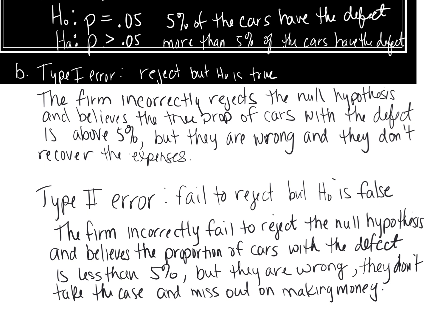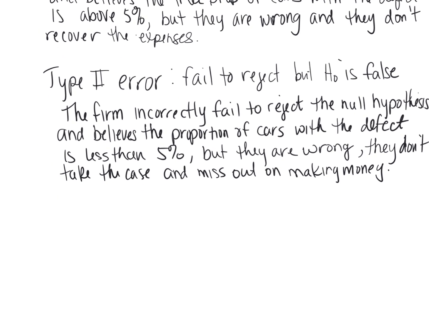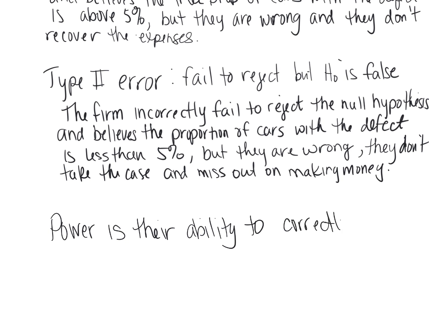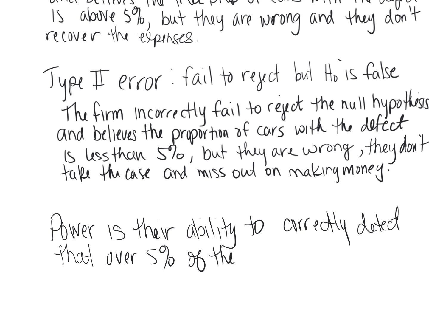What is the power again? That idea of power is difficult, okay? So power in this case is their ability to correctly detect that over 5% of the cars have the defect. Okay. It's rejecting and being correct. That's power. And it's not always known.